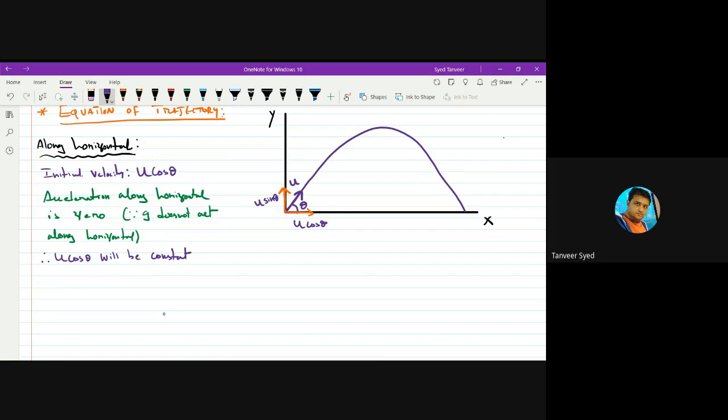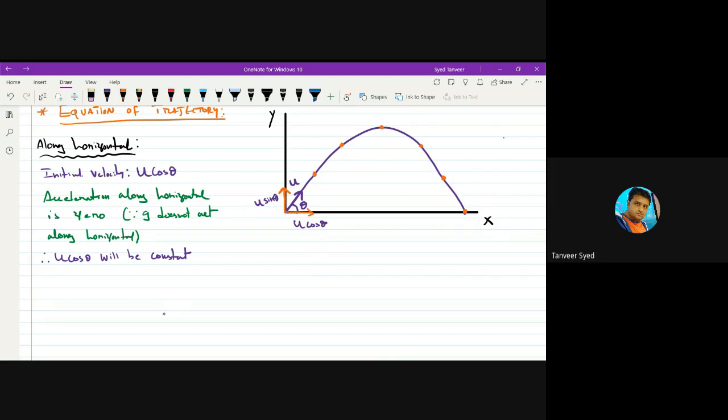U cos theta will be constant until the body strikes the ground. Throughout its entire journey, u cos theta will remain constant. It will not change. Whatever you are giving it at the time of projection, that value will remain same. Let us say u cos theta is some 10 meter per second, and u sin theta is also some 10 meter per second. Then this 10 meter per second will remain constant, same throughout the journey. Here, at this point, at this point, and at this point, u cos theta will remain same.